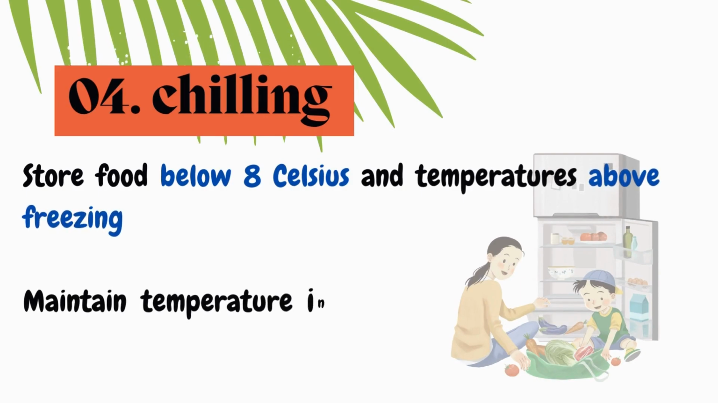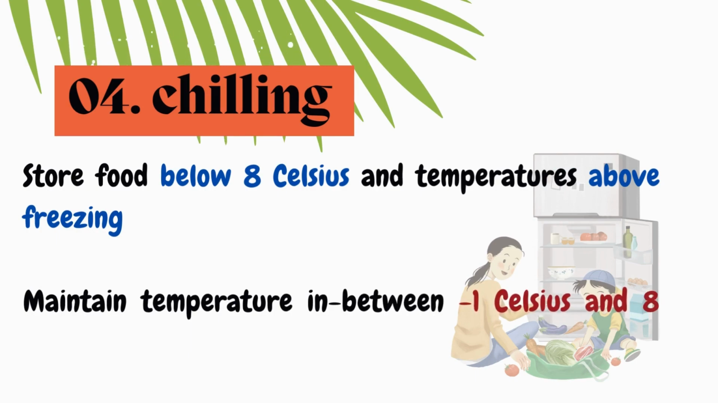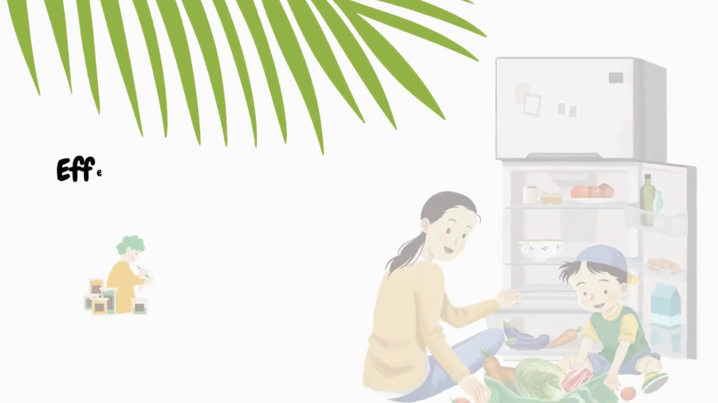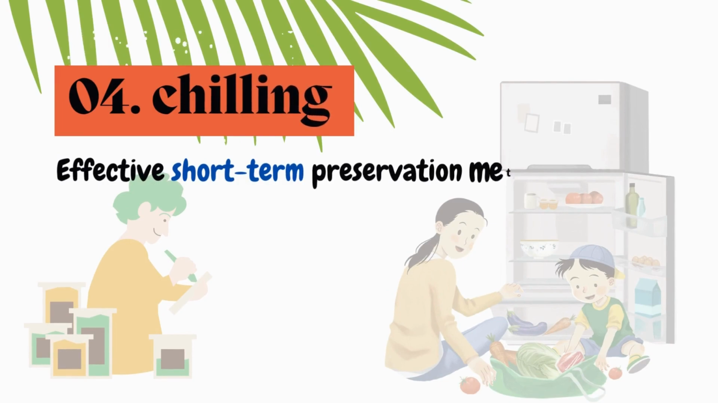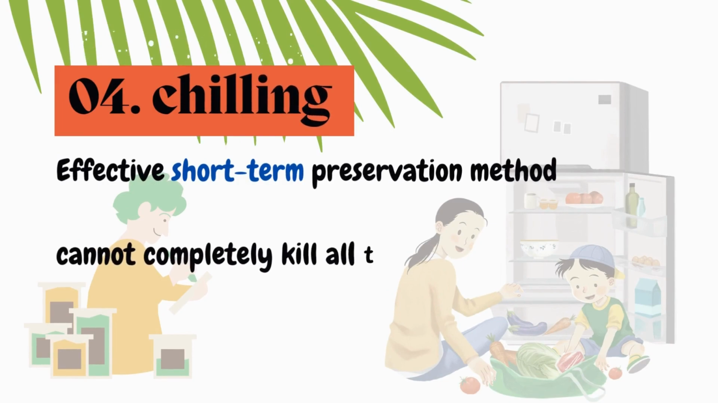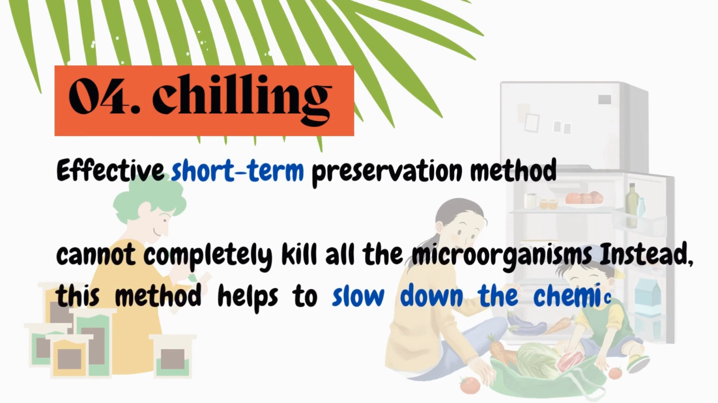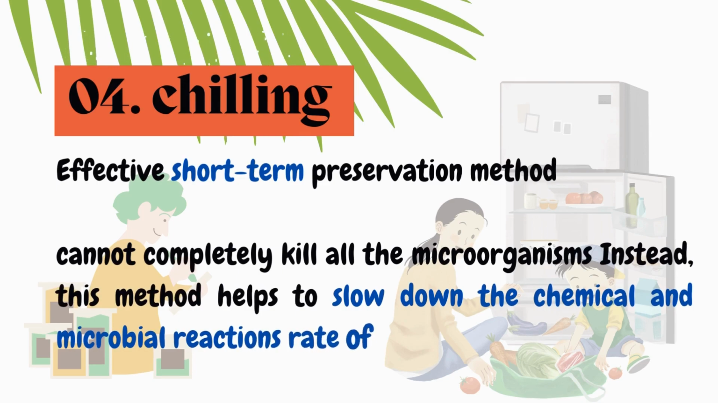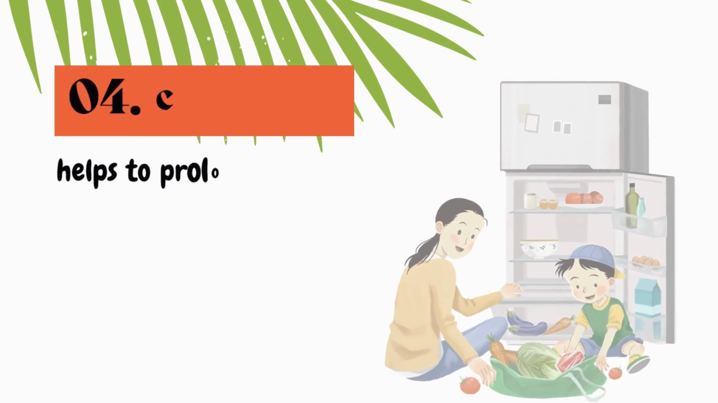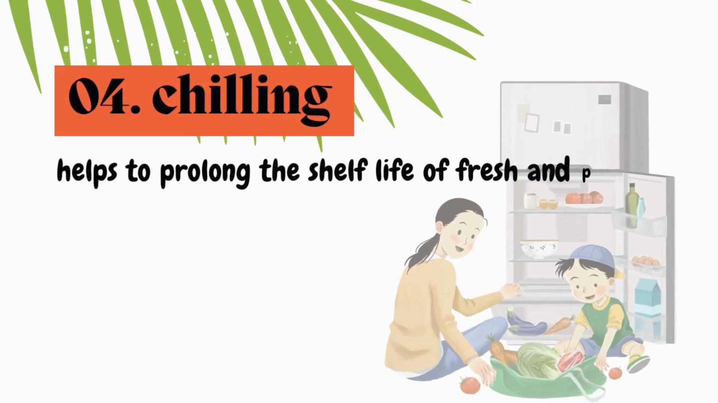When chilling, or what we call refrigeration, we store food below 8 Celsius and at temperatures above freezing. That means in chilling, we maintain temperature between -1 Celsius and 8 Celsius. Chilling is considered an effective short-term preservation method. The idea is in chilling we cannot completely kill all the microorganisms. Instead, this method helps to slow down the chemical and microbial reaction rates of food. Thereby, it helps to prolong the shelf life of fresh and processed food.